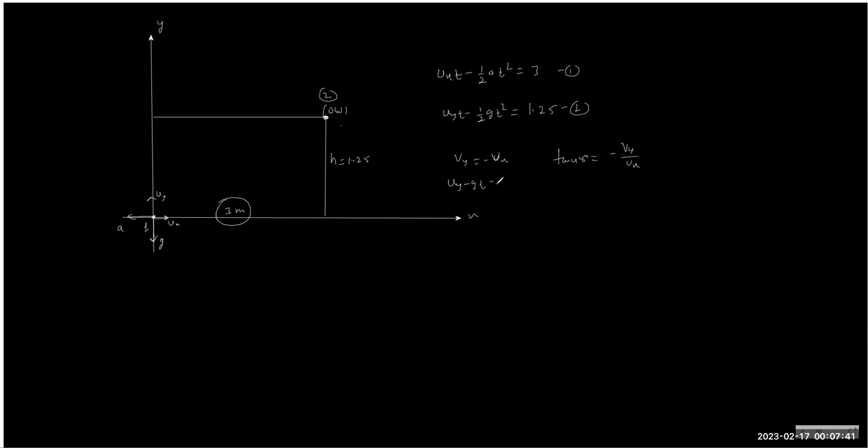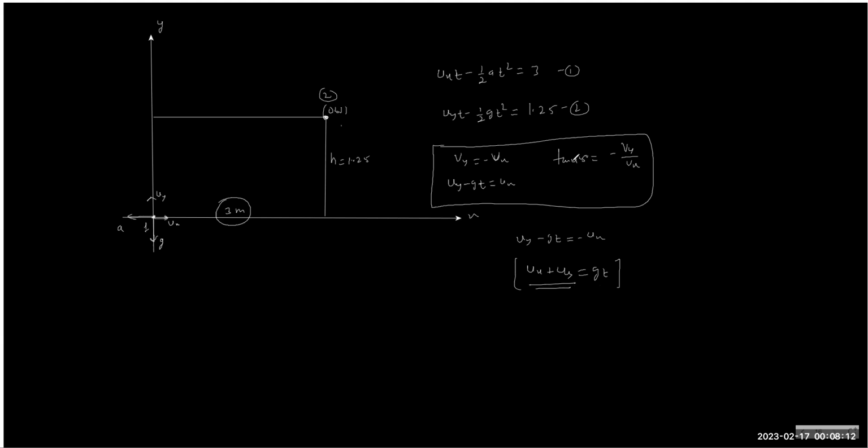Uy minus gt. And this is the ground frame, not the relative frame. In the ground frame it is hitting, so Vx will be Ux only. Then we can equate it. So Uy minus gt equals minus Ux. I mean, simply you can say Ux plus Uy, so basically the sum is gt. And the same thing will come here also if you add equations 1 and 2, right?